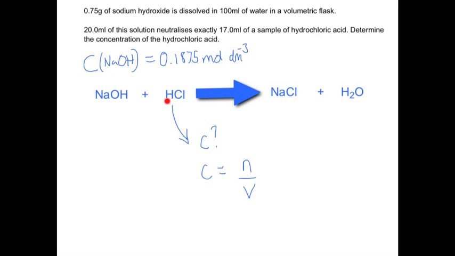As we can see from the equation, there are no numbers in front of the sodium hydroxide or the acid. So that tells us that the number of moles of hydrochloric acid is exactly the same as the number of moles of sodium hydroxide we used, i.e. the number of moles which was in the 20 mL portion. So if we work out how many moles are in the 20 mL portion of sodium hydroxide, we'll be able to work out the concentration of the hydrochloric acid.